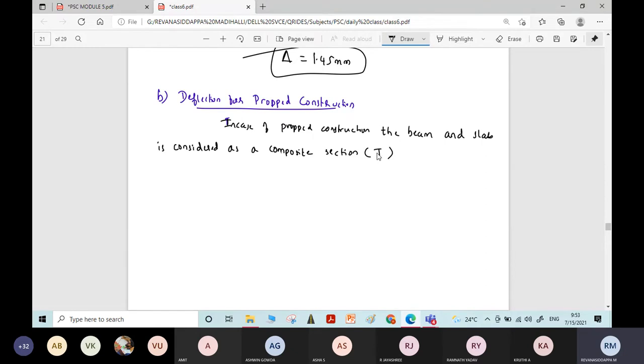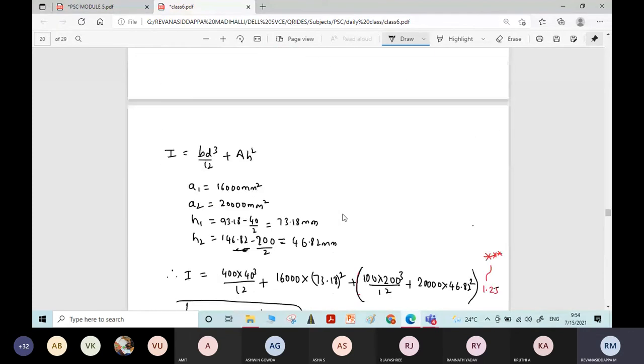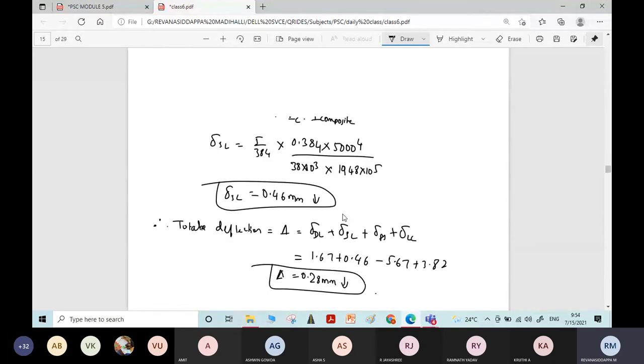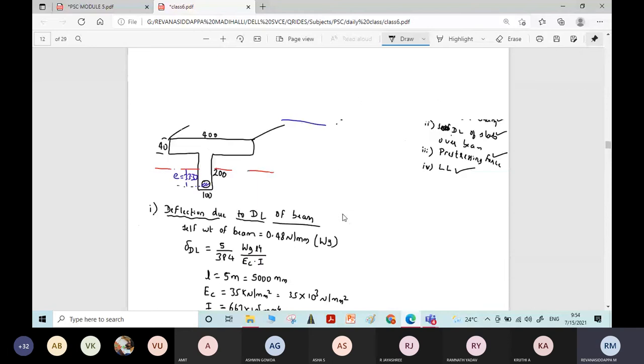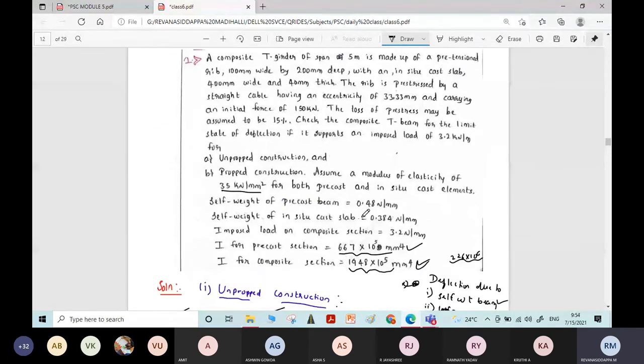Okay, the moment of inertia of the T section has to be taken. Therefore, deflection due to slab load on the beam is equal to 5 by 384 into W_SL L raised to 4 divided by E_c into I composite. That is 5 by 384 into 0.384, the slab weight, which is given directly in the problem. The weight of the cast in situ slab, 0.384, is given, and I am taking the same value.